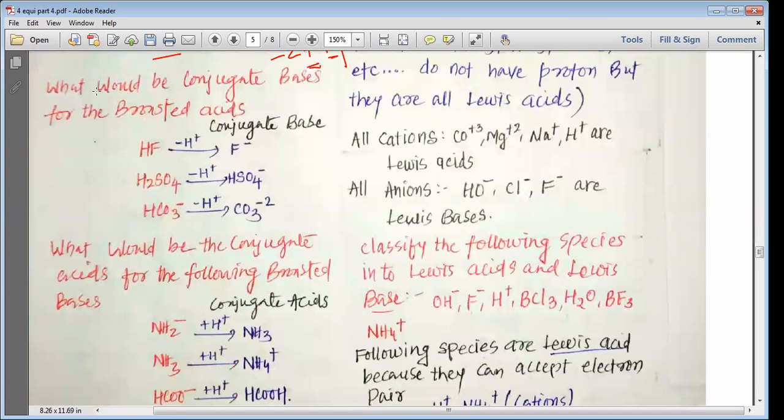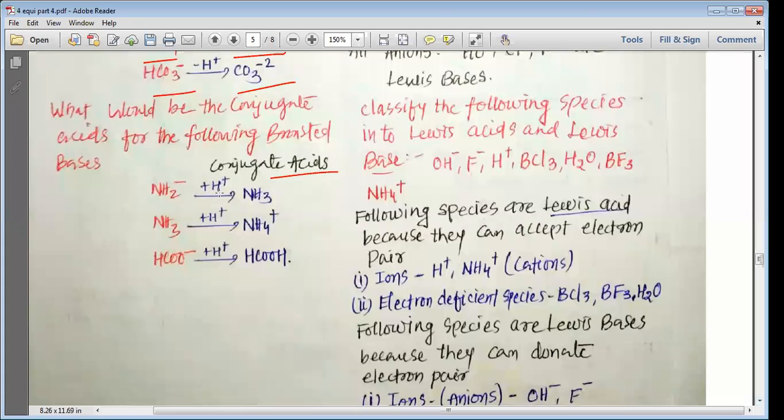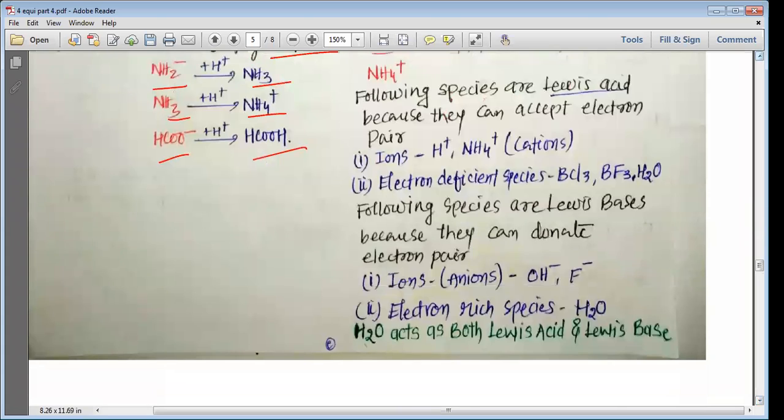Let us revise the same question. What would be the conjugate base for the Bronsted acid HF? If we remove H plus, we want to get the conjugate base, so we'll have to remove H plus and the charge will be -1 added. So HF turns out to be F minus, H2SO4 turns out to be HSO4 minus, HCO3 -1 turns out to be CO3 -2. Same way, if we want to get the conjugate acid, we will have to add H plus, so the charge will be added +1. You can see that NH2 -1 plus 1 gives NH3. NH3 turns out to be NH4 +1, and HCOO minus turns out to be HCOOH. And this is how we can find out the conjugate acid base pair.